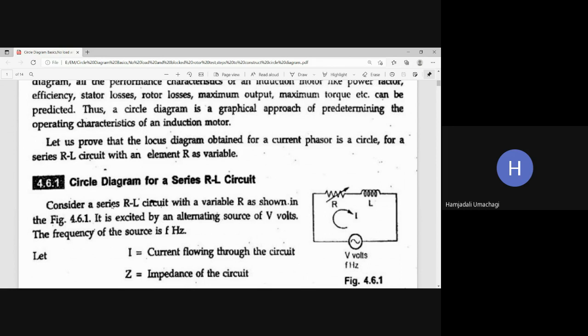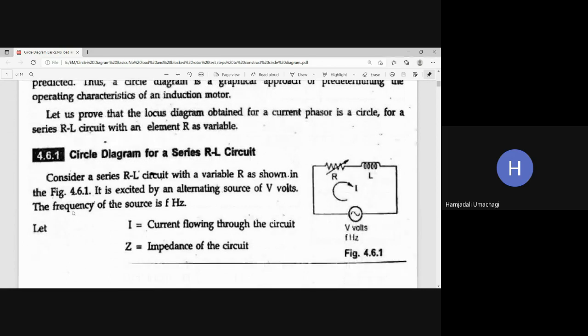Okay, consider a series RL circuit with variable resistance as shown in figure 4.6.1. This figure shows an electrical series RL circuit with variable resistance R, constant inductance L, and current I flowing through the circuit. It is excited by an alternating source of V volts, that is, an AC supply with supply voltage V volts and frequency f hertz.